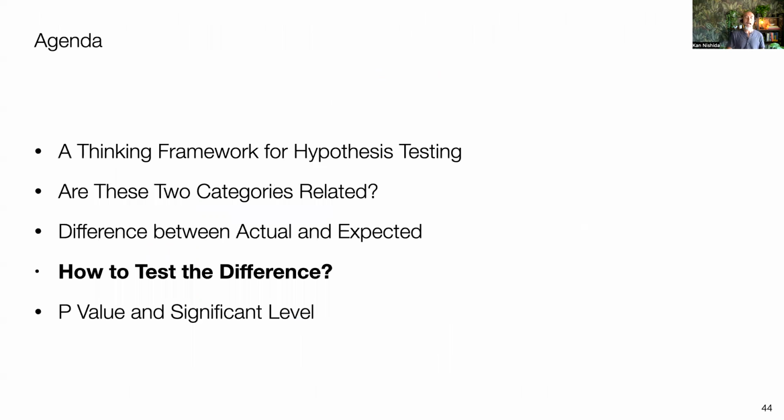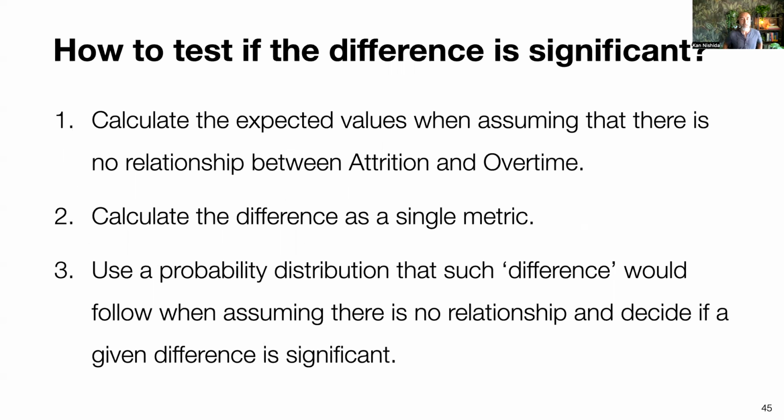So how do we test that difference? We know there's a difference, but we want to know whether it's big enough or just a marginal difference. So how do we test if the difference is significant or not? There are 3 steps. First, calculate the expected values assuming there is no relationship between attrition and overtime. Basically, this is like the right-hand side chart. You remember it's a flat, equal ratio chart. We want to know the expected values.